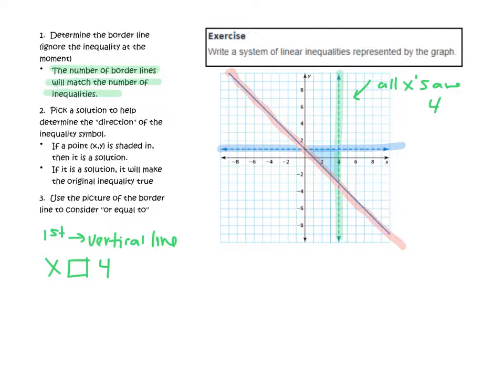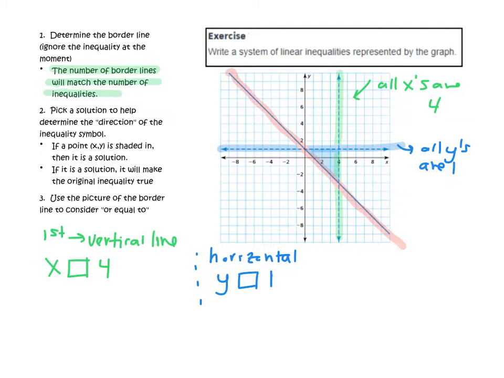The next borderline we're going to do in blue. The next borderline is a horizontal line. If it's a horizontal line, we know that the equation or the inequality is always in the format y is being compared to a number. And we know on this line, all the y values are 1. So this would be the inequality y being compared to 1.